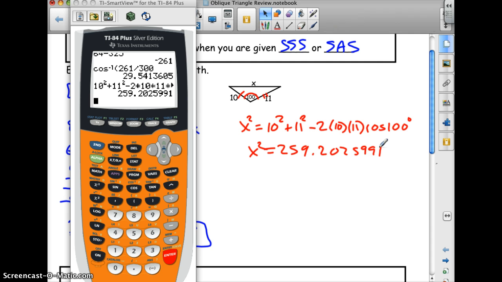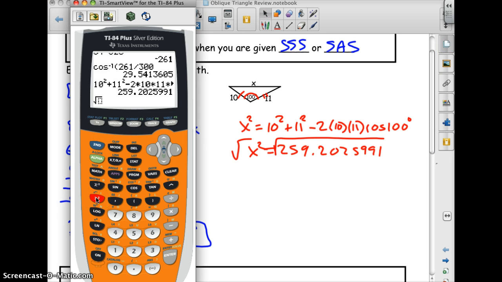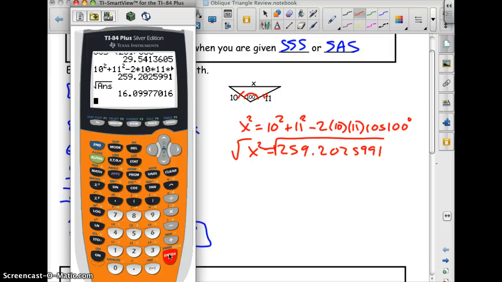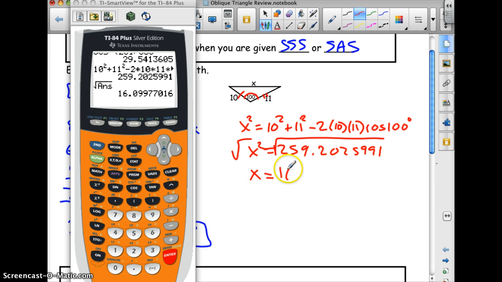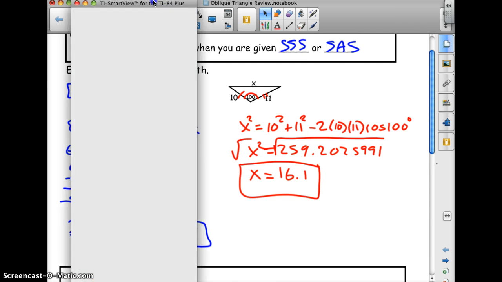259.2025991. And then to solve this, I take the square root of both sides. All right, and then without doing anything to this, I just hit second x squared to get the square root, and then I'll do second negative sign for the answer from the previous computation, and I get 16.0997. So that's going to be to the nearest tenth here, 16.1. Okay, that's how you kind of use the law of cosines.